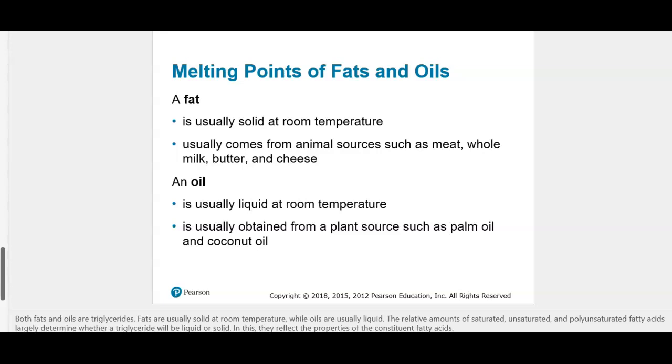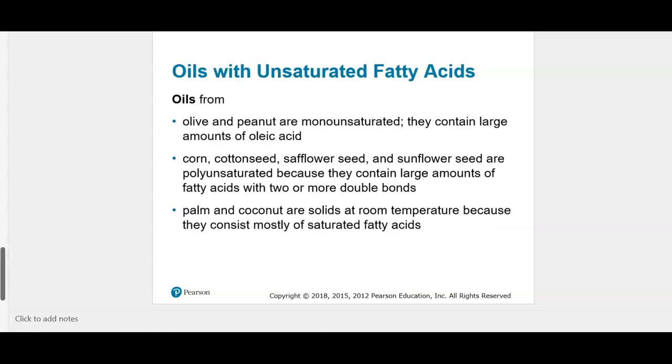Soybean oil, canola oil, olive oil, all those. And they mention olive and peanut oil. Most of the fatty acids there are monounsaturated, and they have a lot of oleic acid in them. In fact, the word oleic acid comes from oil, and in ancient Rome, oil was pretty much olive oil. Then you have corn, cottonseed, safflower, sunflower, and others, peanut oil. There's a lot of different kinds of oils.